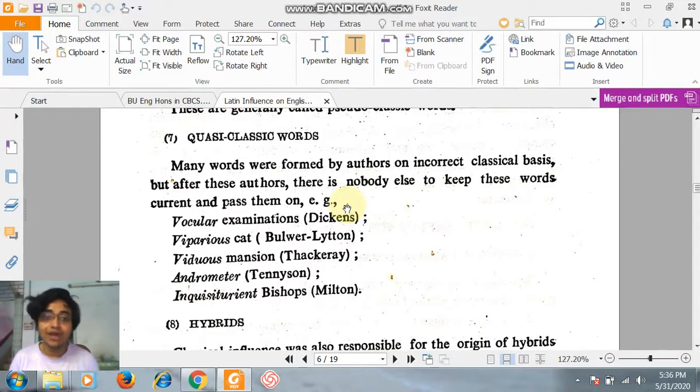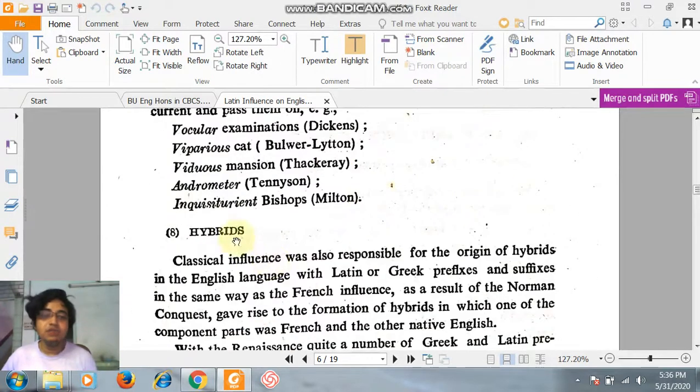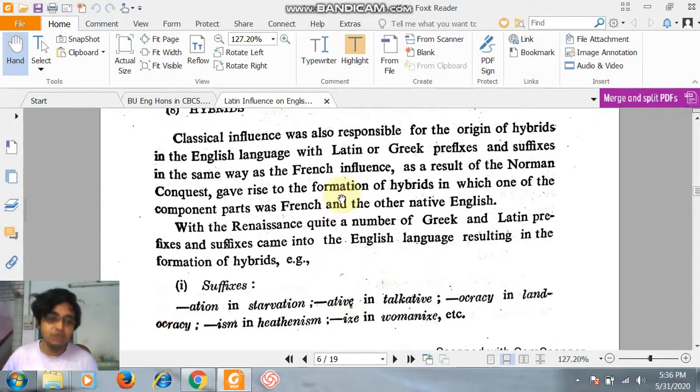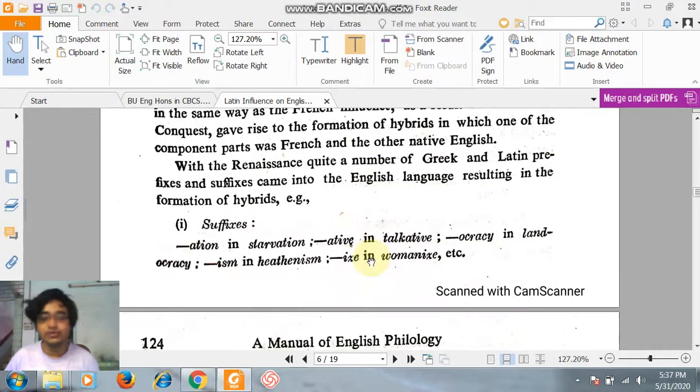Edward Bulwer-Lytton used the word viperious. Thackeray used widow's mansion. Andrometer, it's a Latin word. So you can see that in the Victorian period, a lot of Latin loan words have been borrowed by these great Victorian authors. Andrometer, used by Tennyson. Inquisitorient bishops, used by Milton. So thus, we can see a huge Latin influence has occurred in the English language.